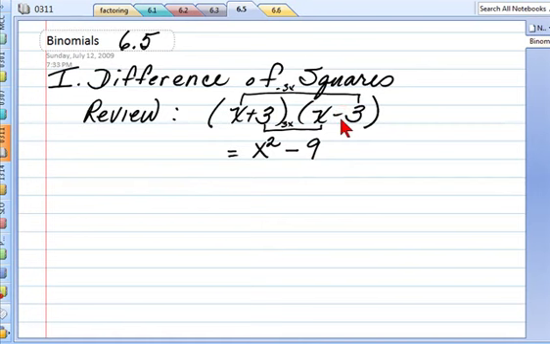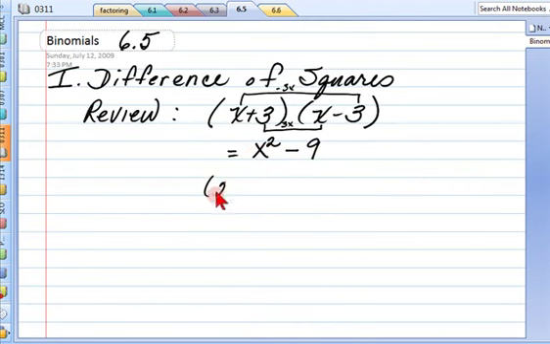A sum and difference product. Because of the plus and minus of the same quantities, the outer and the inner product are always opposites. They always cancel out. So I end up with a first term minus a last term. I end up with the difference of squares. Let's look at one more.